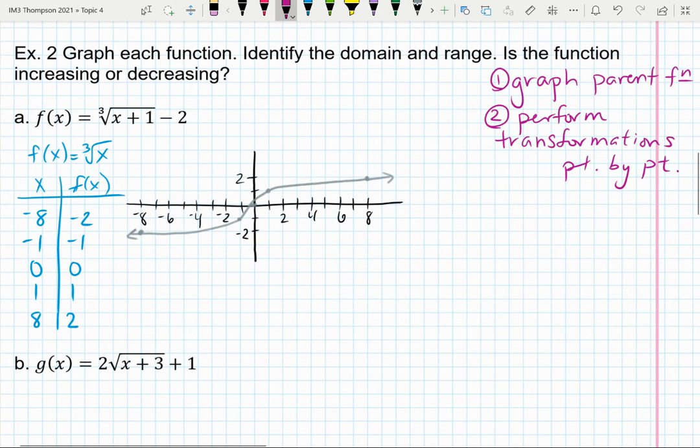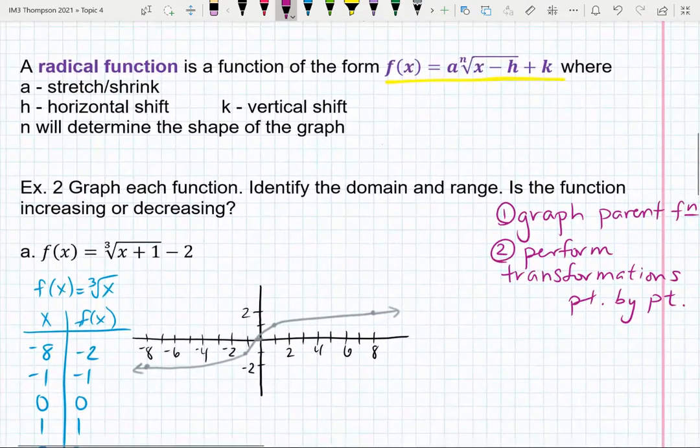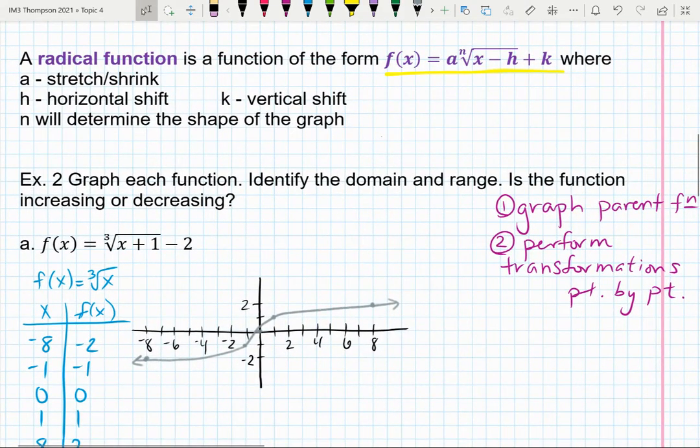And then let's talk about how this function is different from the parent function. So the parent function is the cubed root of x. Anything that's not that causes some kind of transformation. So I have a plus 1 under the radical, and then a minus 2 outside the radical.